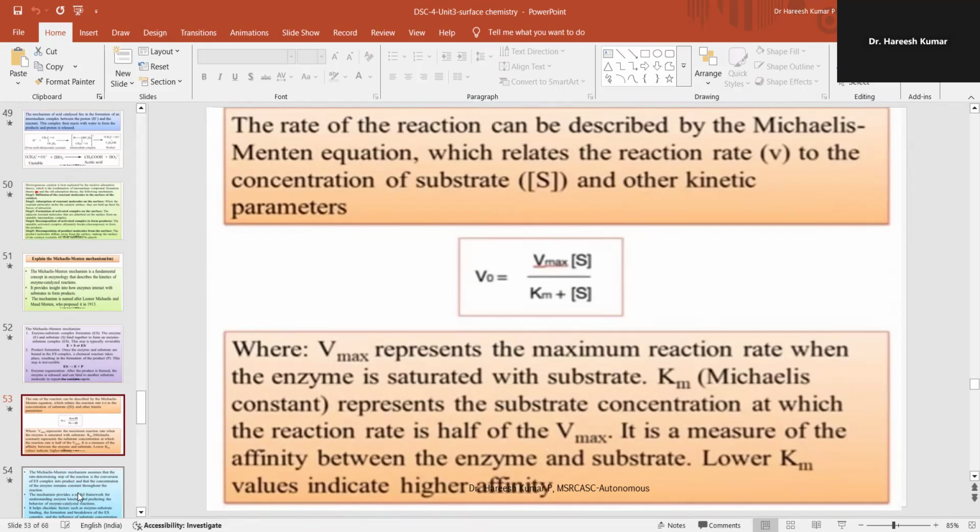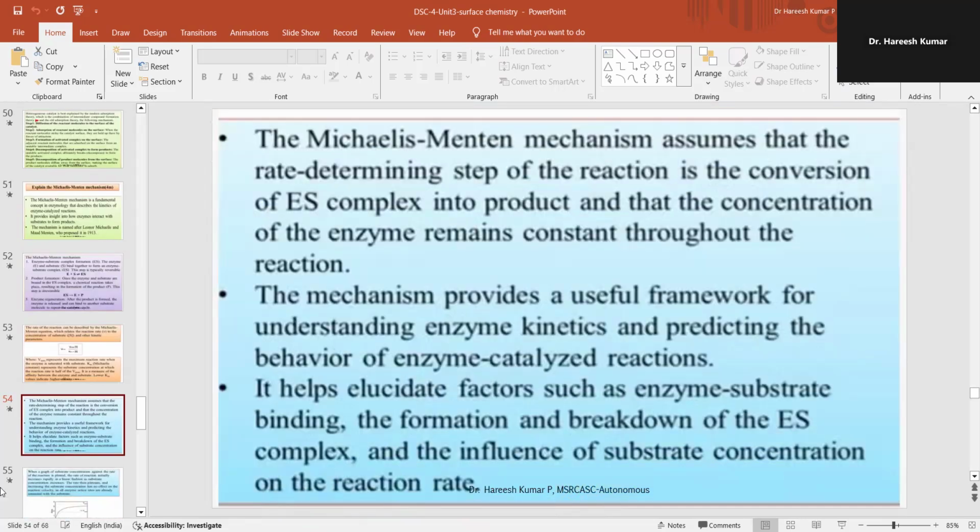So then, the Michaelis-Menten mechanism assumes that the rate determining step of the reaction is the conversion of the ES complex into product, and that the concentration of the enzyme remains constant throughout the reaction.